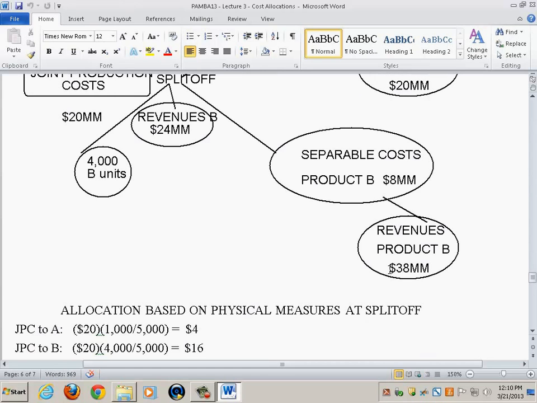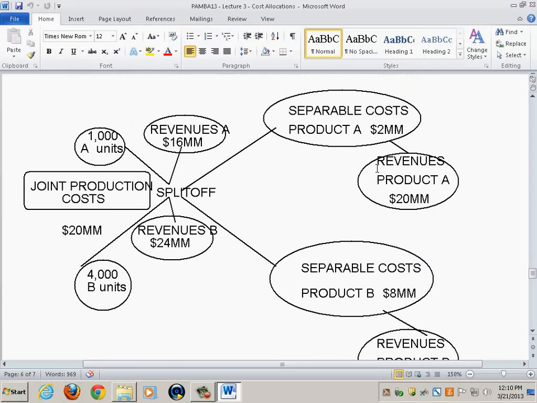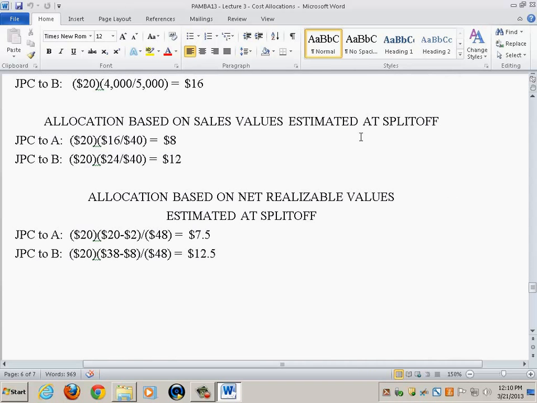The net realizable value for B will be 38 million revenues minus 8 million extra separable costs. 38 minus 8 is 30. So the net realizable value for B is 30, and for A it is 18. The total net realizable value for A and B is 30 plus 18, or 48. Now with these numbers, we have the allocation.